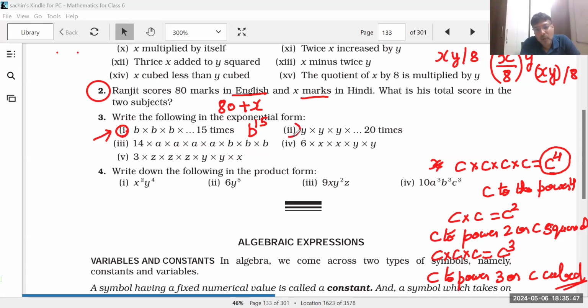Adya, what is my answer for this? Adya, you are mute, beta. Unmute करके फटाफट बोलो बेटा. As soon as your name is taken, quickly unmute it. B into 20. B into 20 बेटा अलग हो गया.